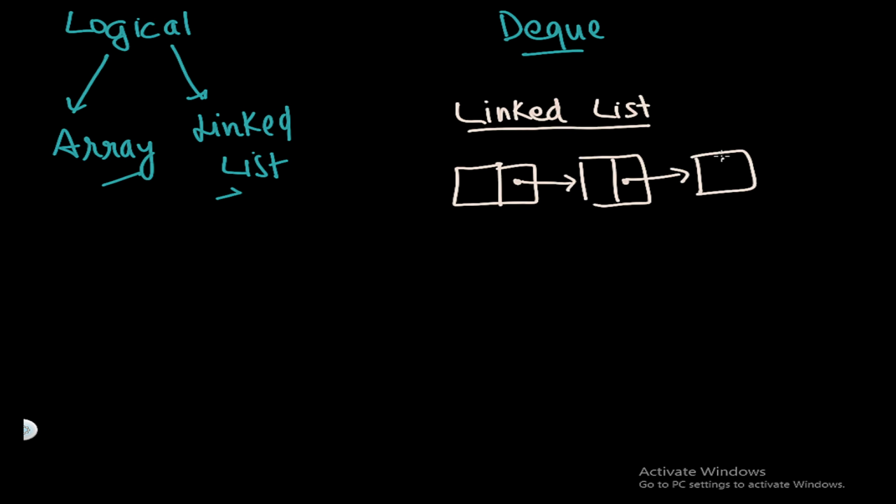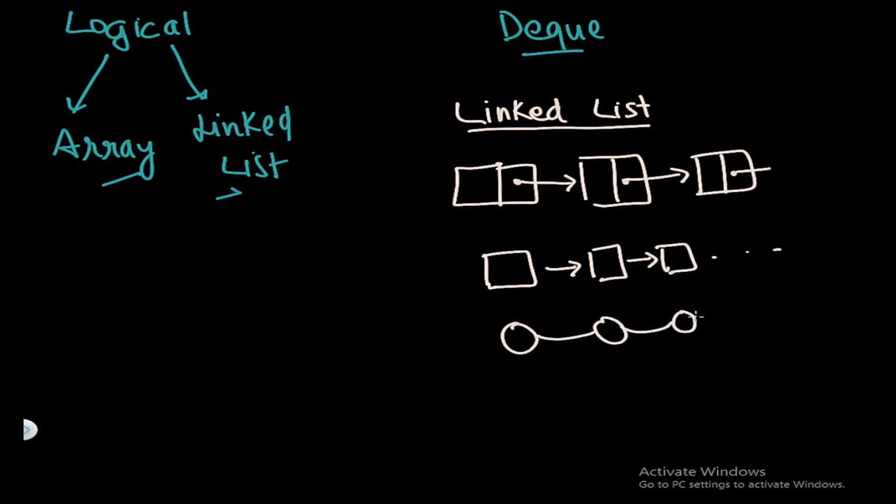Actually, these are the nodes in a linked list. There is one element which is connected to another element, which is connected to another element, and so on. Imagine this as a string containing pebbles, like the beads of a necklace in a single line. This is a linked list.